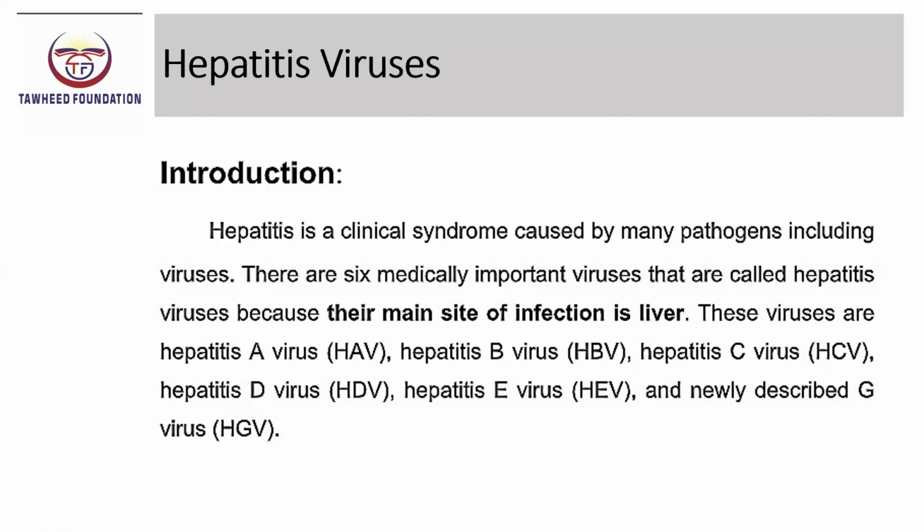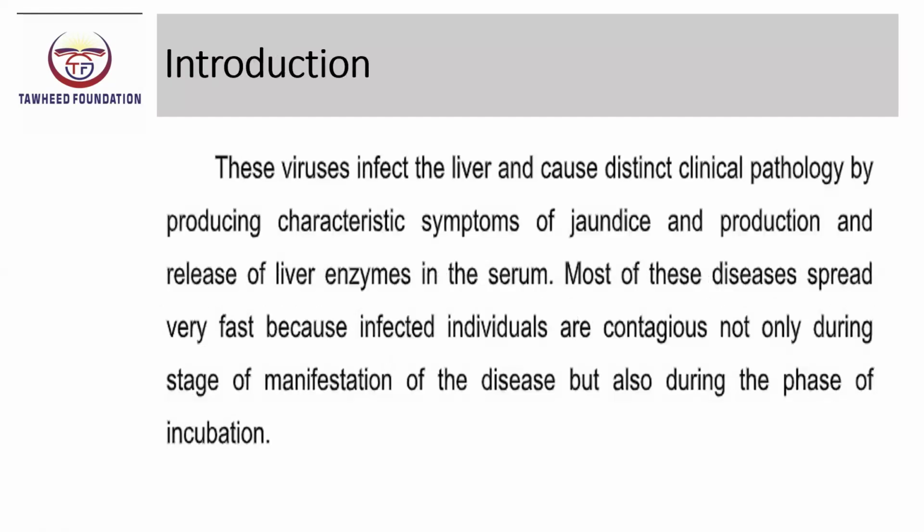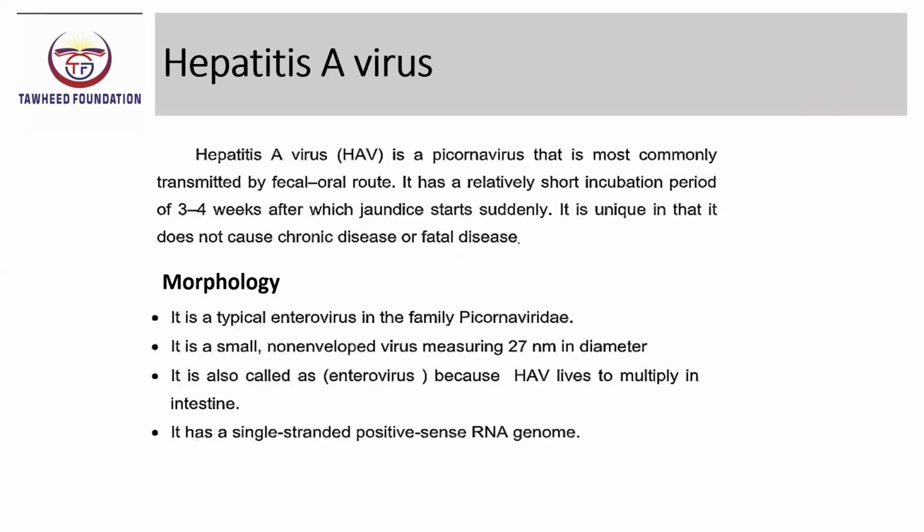DNA viruses respectively. These viruses infect the liver and cause distinct clinical pathology by producing characteristic symptoms of jaundice and the release of liver enzymes in serum. Most of these diseases spread very fast because infected individuals are contagious not only during the stage of manifestation of disease but also during the phase of incubation.